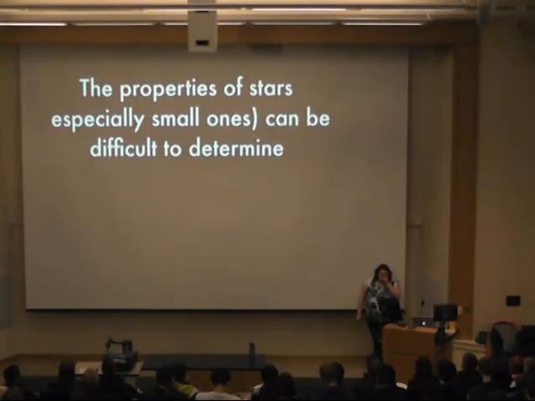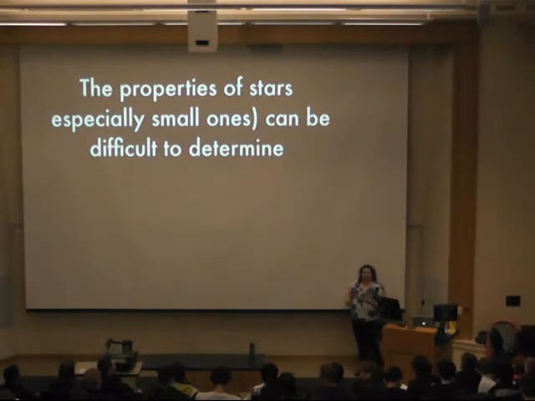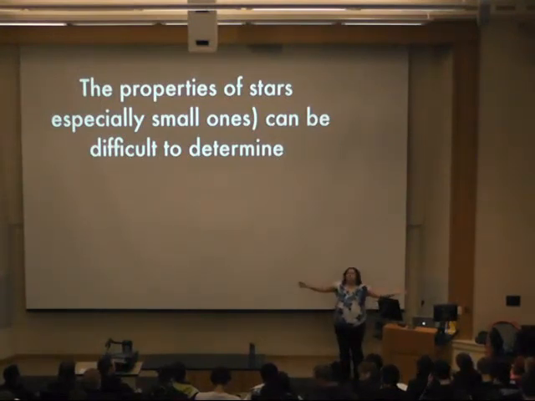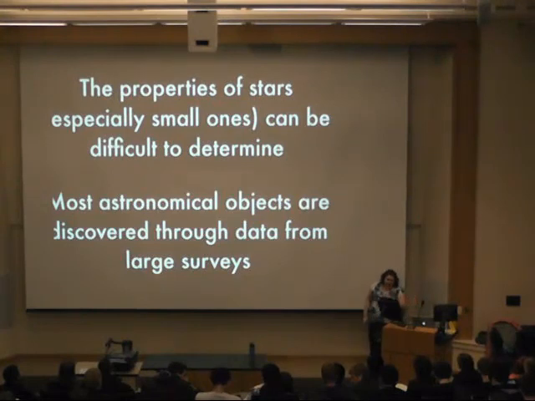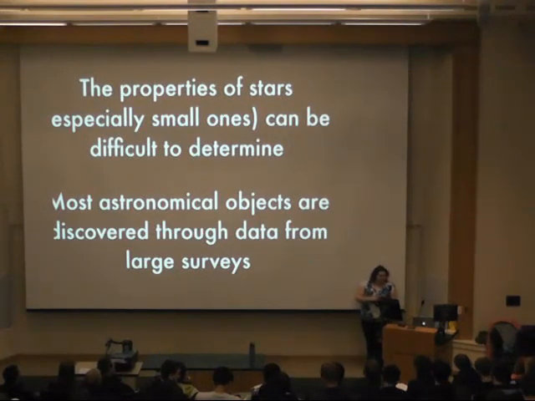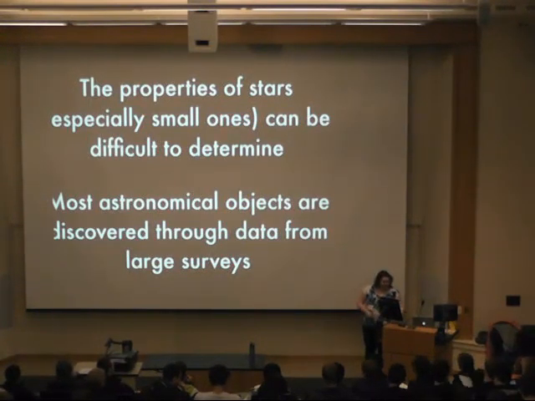So I'm going to wrap it up, and I wanted to give you two take-home points. One is that the properties of stars, especially small ones, can be difficult to determine. So when I used to think about astronomy before I worked on being an astronomer, I thought we must know everything about the stars. We can take pictures of them. Isn't that enough? It's really not. We need to learn more. And the other is that most astronomical objects are discovered through data from large surveys. That's sort of the way that we do our work. If you're looking for new things, you have to look at a large list of objects. And that's actually all.